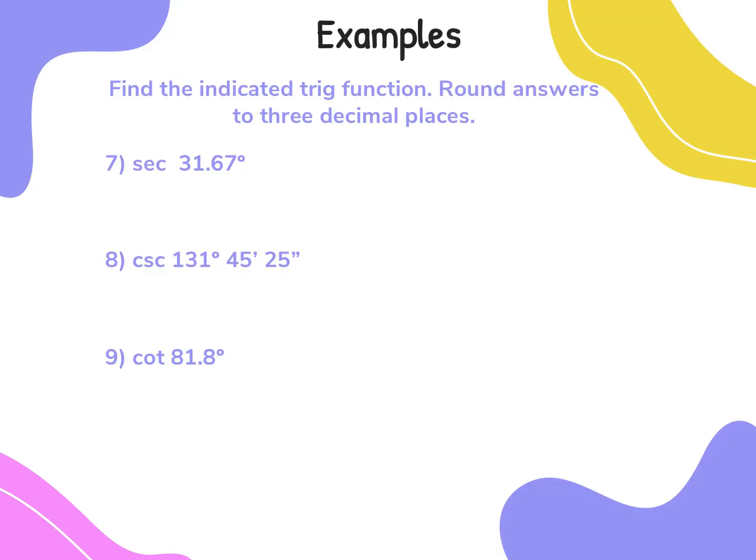So it says to find the indicated trig functions, round your answers to 3 decimal places. Now, on your calculator, there are no buttons that say secant, cosecant, cotangent, so this is where we need to use the reciprocal identities. So you should know that the reciprocal to secant is cosine. So what we're going to do is 1 over cosine, 31.67, hit enter, rounded to 3 decimal places, 1.175.